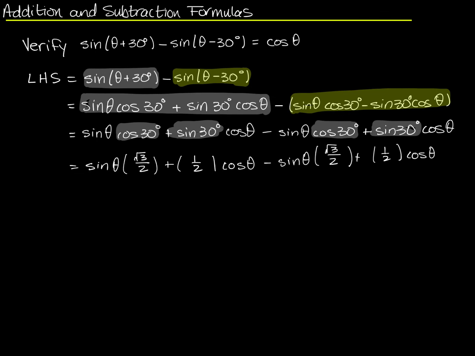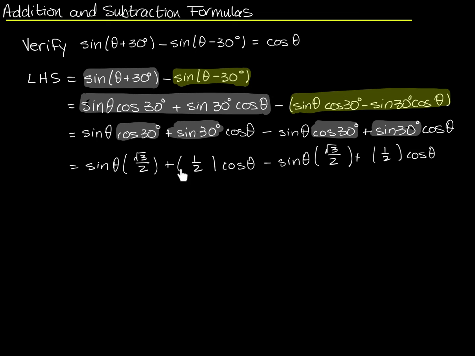And actually, as I look at this line here, I'm realizing that I could have thought of this as sine theta cosine 30 minus sine theta cosine 30, and I could have canceled those right from here, and then I wouldn't have to have done those evaluations. But it's not wrong to have done it the way I did either.